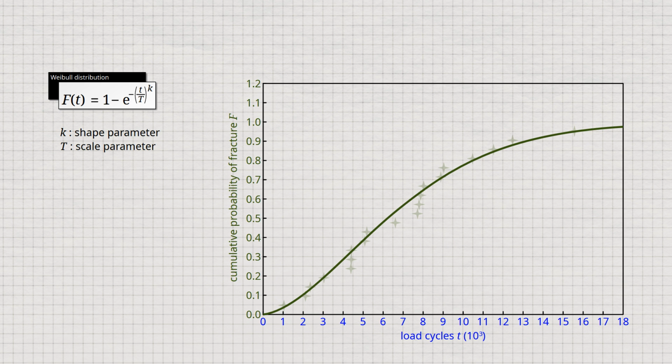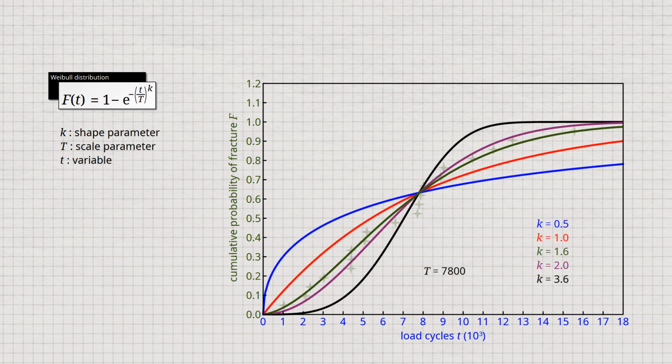This plotted quantity is symbolized in the Weibull function by the lowercase letter t and corresponds in our case to the number of load cycles and in the general case to a time. We will therefore often use the term time synonymously for the number of load cycles. The diagram shows the Weibull distribution function for different shape parameters k, with a scale parameter T equals 7,800. It can be seen that this scale parameter describes the intersection of the curves and thus determines their position. We will also see later that this scale parameter always corresponds to a failure probability of 63.2%.